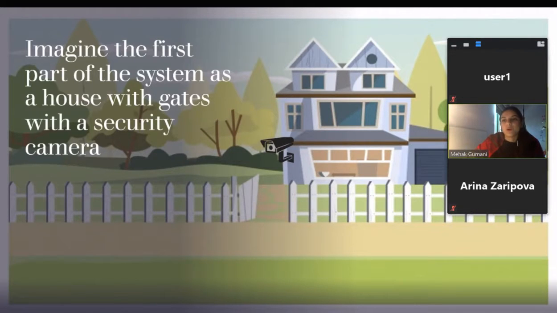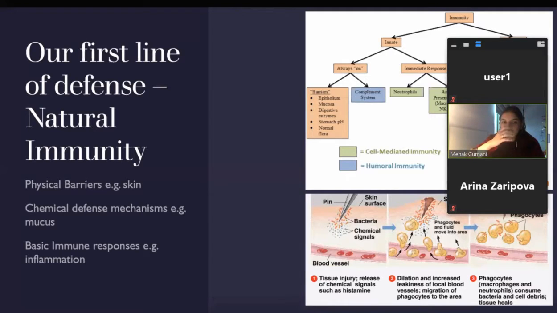So it's meant to keep all types of objects in our environment outside. So this is our first line of defense called natural immunity, or innate immunity, as you can see here in this diagram. It's called innate because it's a part of your body already. It is not triggered by anything, like in the presence of something. It just sees what's happening and it's always on, essentially.